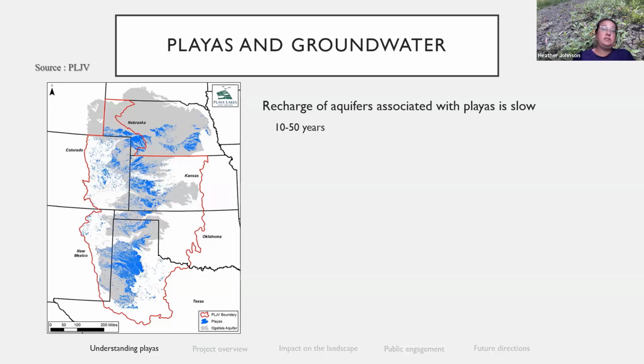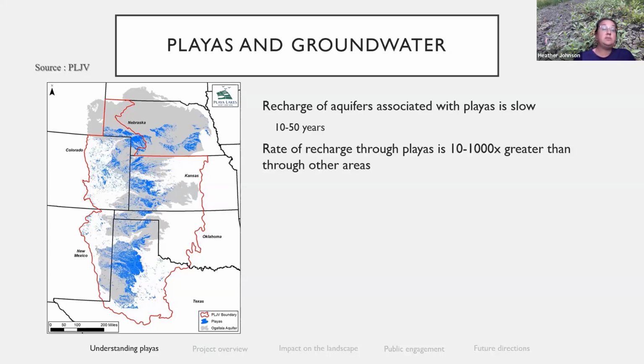Recharge of aquifers. Water movement is actually very slow. Today's rain could take upwards of 50 years to actually reach the aquifer. Most of the movement is vertical. Horizontal movement is extremely slow. It takes hundreds of years just to move a few feet horizontally. The rate of recharge through a playa itself is upwards of 10 to 1,000 times greater than the surrounding landscape.